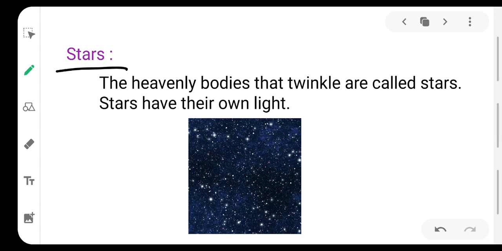You can see the image. Do you know, students, the sun is a star and it is closer to us than any of the other stars. Hence it appears big and brilliant. In its bright light during the day, we cannot see the other stars.